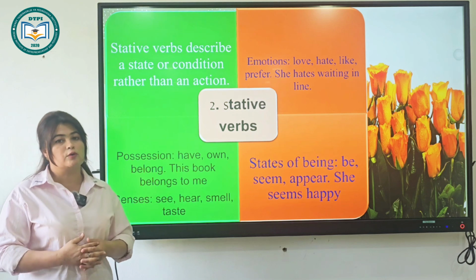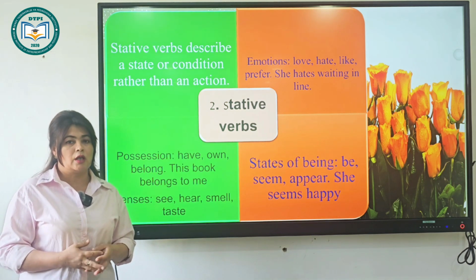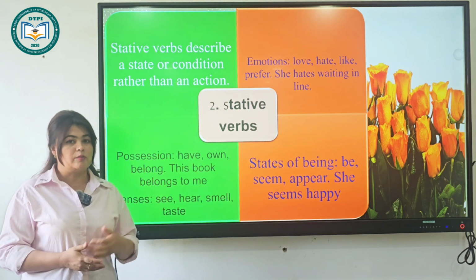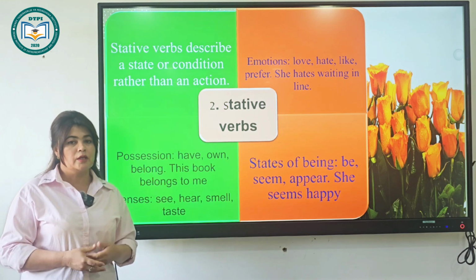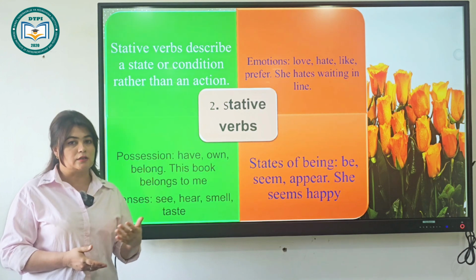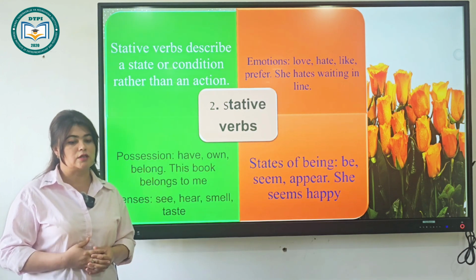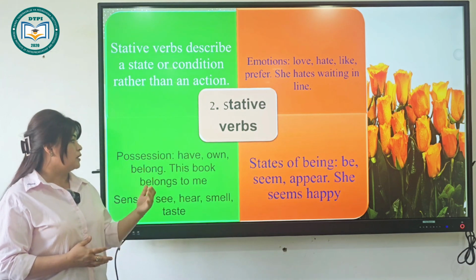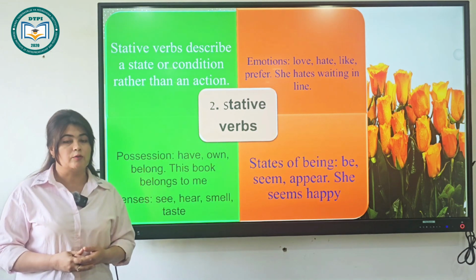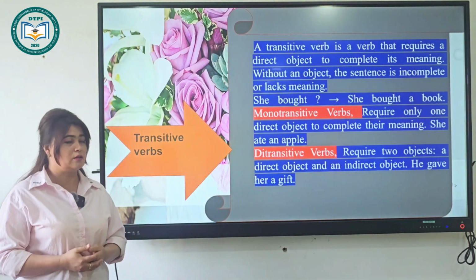So the next type of verbs are called stative verbs. Stative verbs describe a state or condition rather than an action. For example, they can describe the position. For example, have, own, belong. These are examples of position and others.